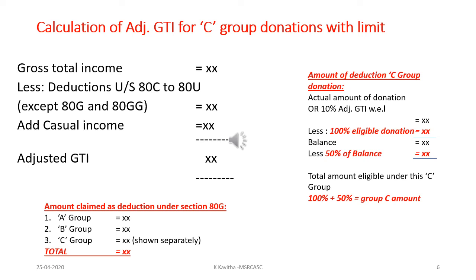Out of this adjusted gross total income, you have to take 10% of adjusted gross total income or the actual amount of donation, whichever is less. Out of this lesser amount, first you will subtract 100% eligible donations and then 50% eligible donations. Total put together 100% plus 50%, whatever amount you get, is eligible for 80G donations under Group C. This is how we have to calculate Group C donations under 80G.